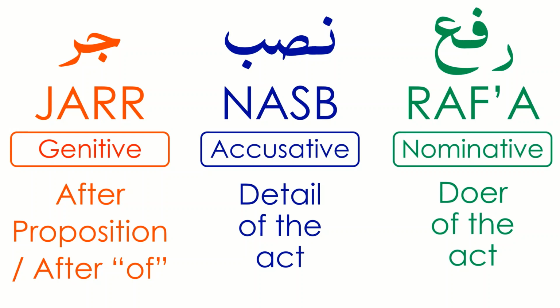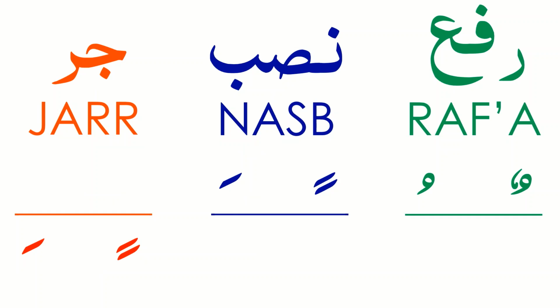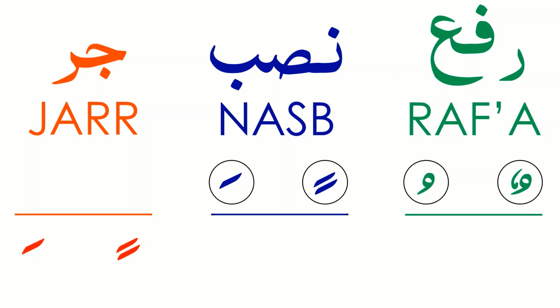In Arabic, to identify these status, certain signs are used. For example, for Rafa, Dhamma is used, whether double Dhamma or single Dhamma. Both are used to denote that the word is Rafa. Similarly, for Nasab, Fatha is used. Double Fatha as well as single Fatha. Both are used to denote the word as Nasab. And for Jarr, Kasra is used. Double Kasra as well as single Kasra.